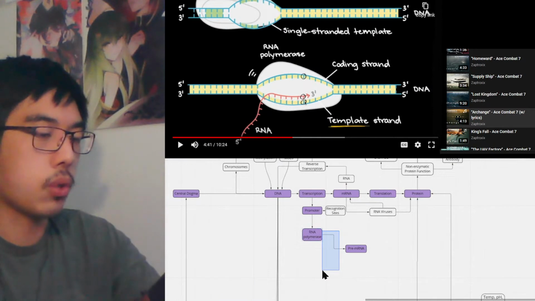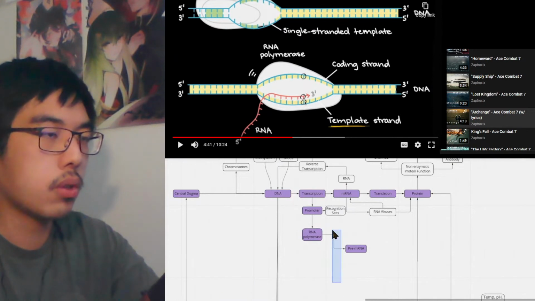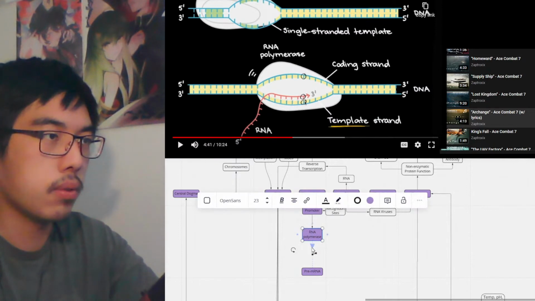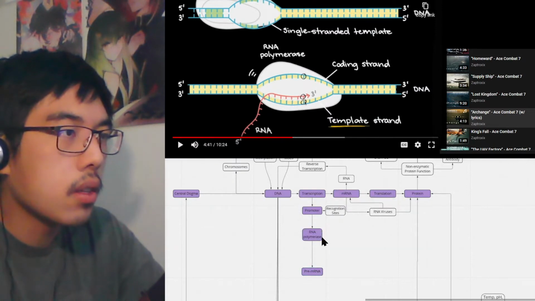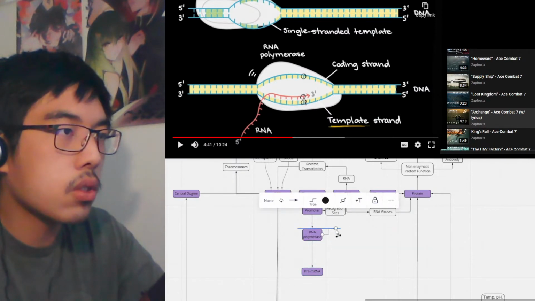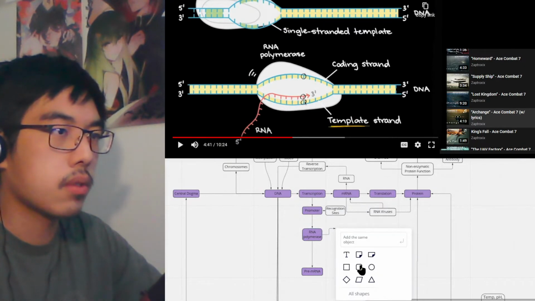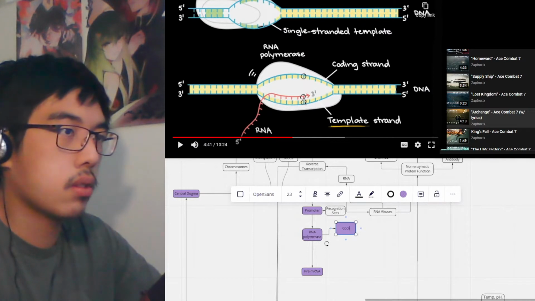So coding and template strands are pretty intuitive, at least on my end. Once again, in the interest of completeness, let's just include them. Coding and template.